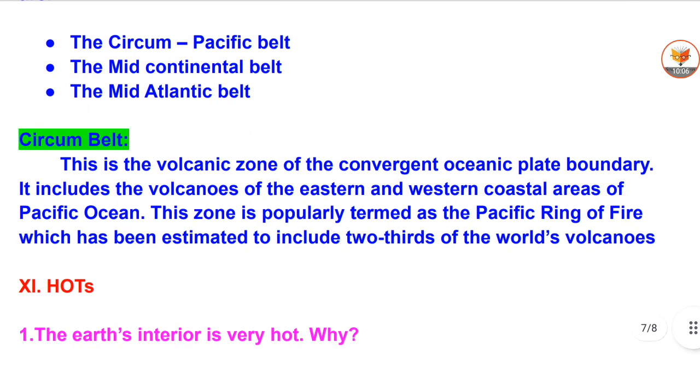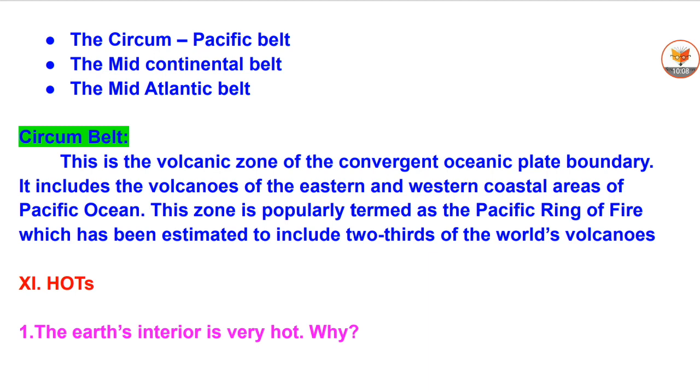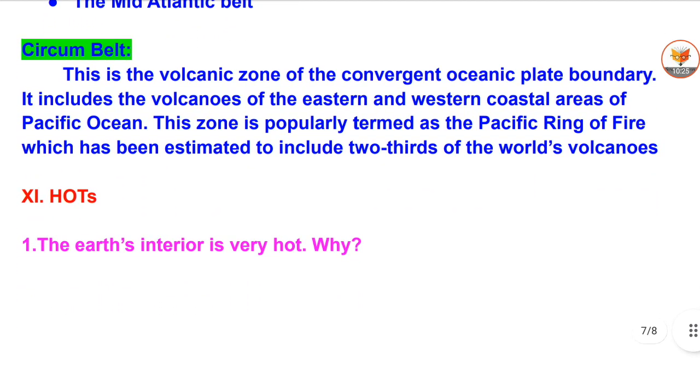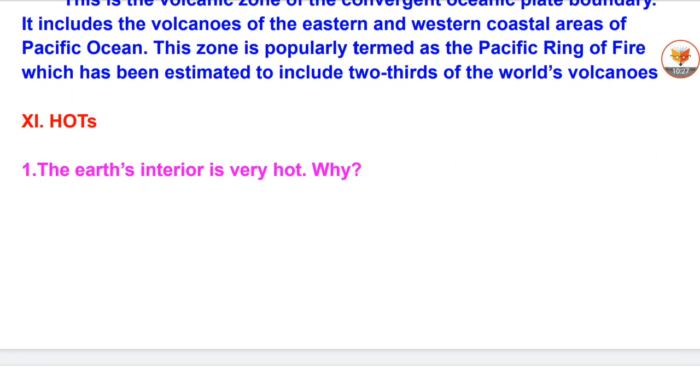Circum-Pacific Belt. This is the volcanic zone of the convergent oceanic plate boundary. It includes the volcanoes of the eastern and western coastal areas of Pacific Ocean. This zone is popularly termed as the Pacific Ring of Fire, which has been estimated to include 2/3 of the world's volcanoes.